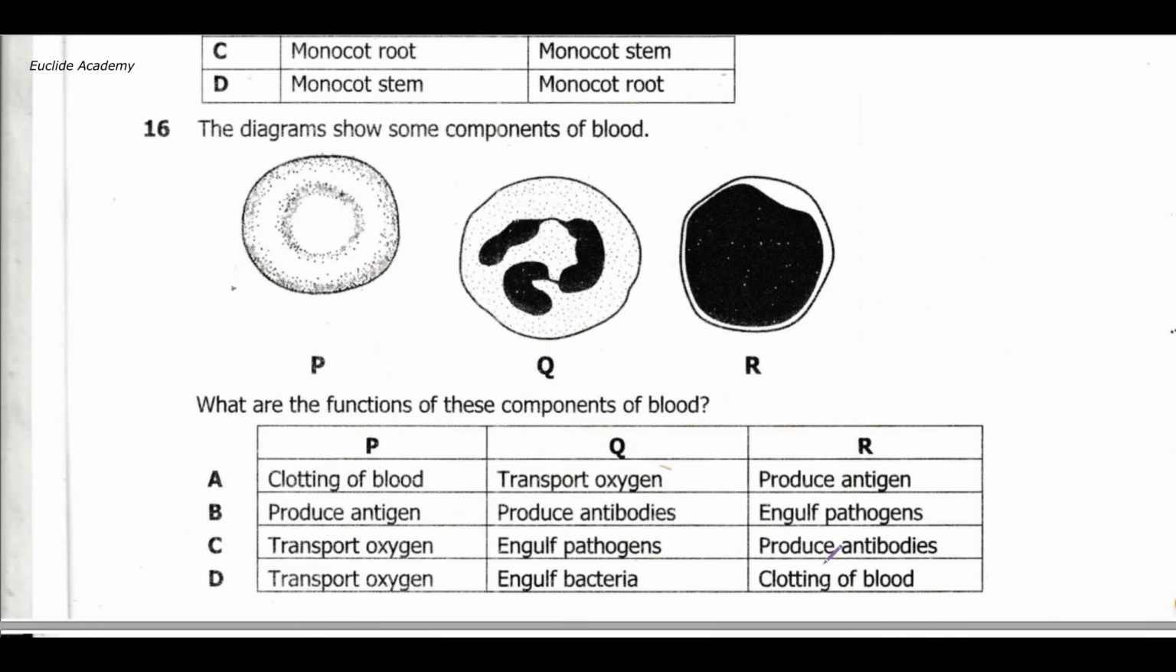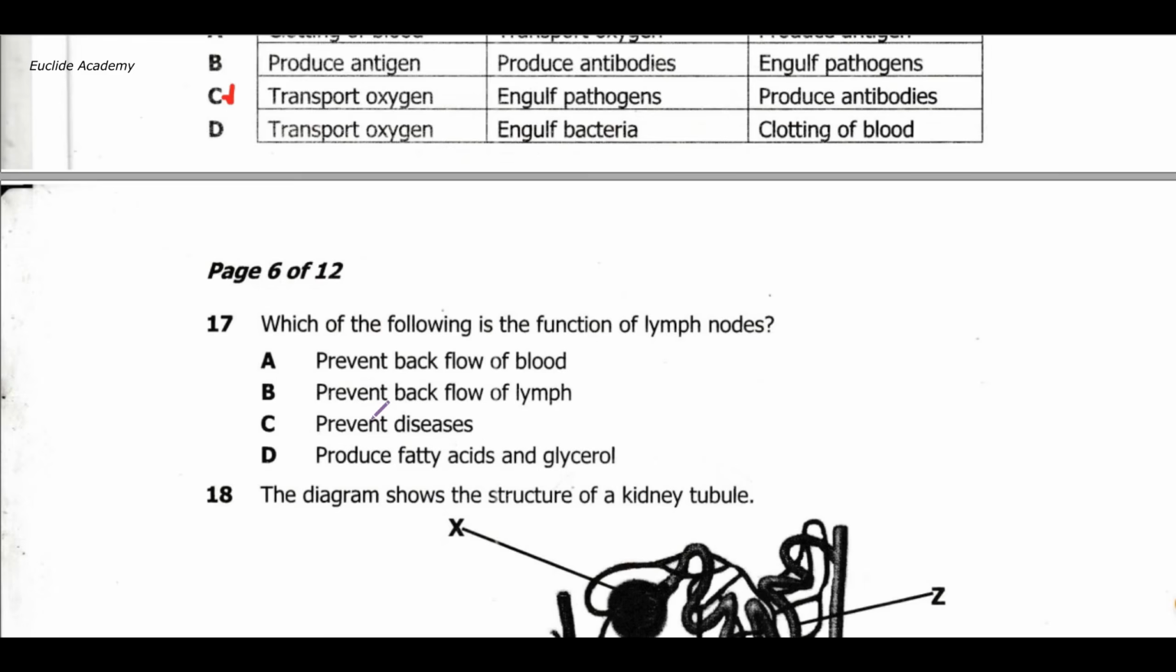And then R produces antibodies, which helps to fight infections. So this is transport oxygen, engulf pathogens, produce antibodies. So C would be the correct option here.